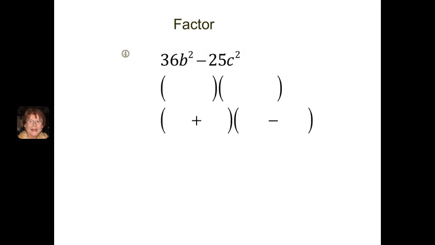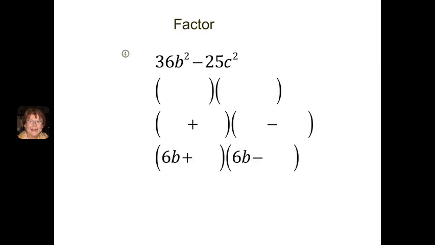Find the square root of 36b squared. That happens to be 6b. So you're going to have 6b plus, 6b minus in each of the factors. Then you're going to find the square root of 25c squared, which is 5c. Your factors are 6b minus 5c, 6b plus 5c.